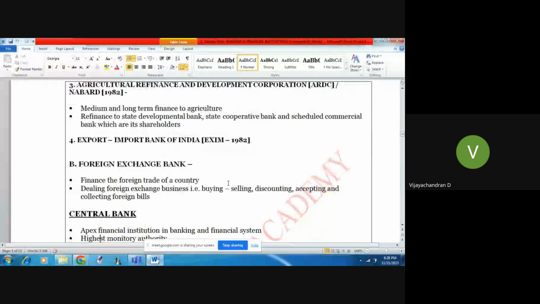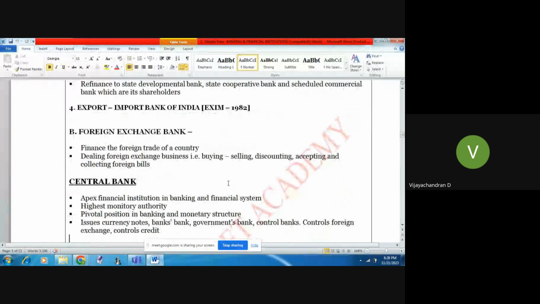Exim Bank. Exim Bank was established in the year 1982. It's a foreign exchange bank. They will finance foreign trade. Exim Bank will provide loans for import and export. Also, they buy and sell and discount bills. They also provide services.